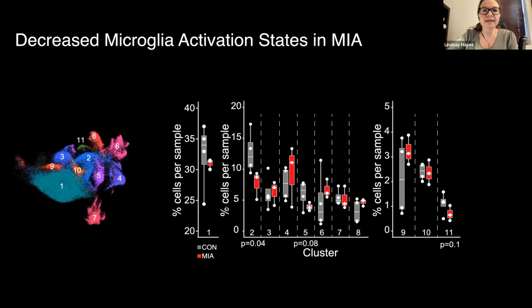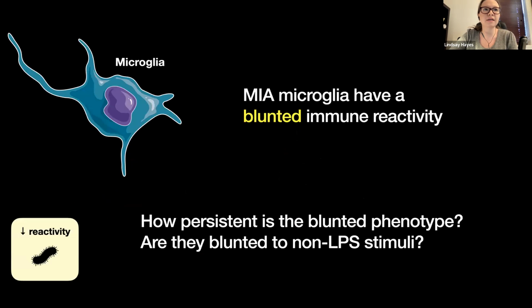To address that, I did an abundance assay in which we looked at the contribution of microglia to each of the clusters in each of the samples and then compared them. And what we saw is that some of these activation clusters, like cluster 2 and cluster 5, for example, showed less of a contribution from MIA microglia. So these data indicate that MIA isn't inducing a particular subset of blunted microglia, but that MIA microglia are contributing less to these specific activation states. So in sum, from this part, we've shown that microglia have this blunted immune reactivity.